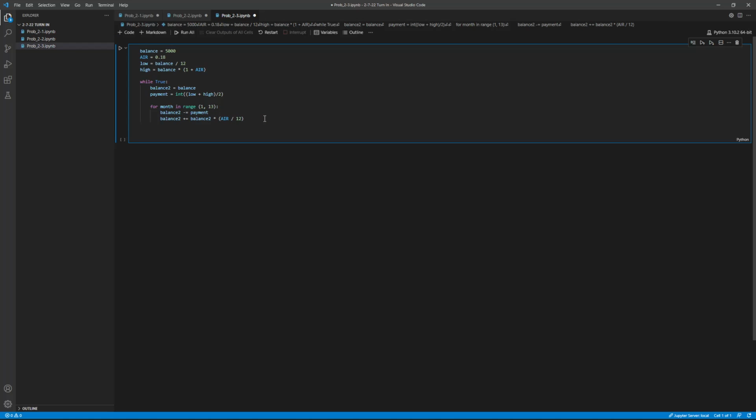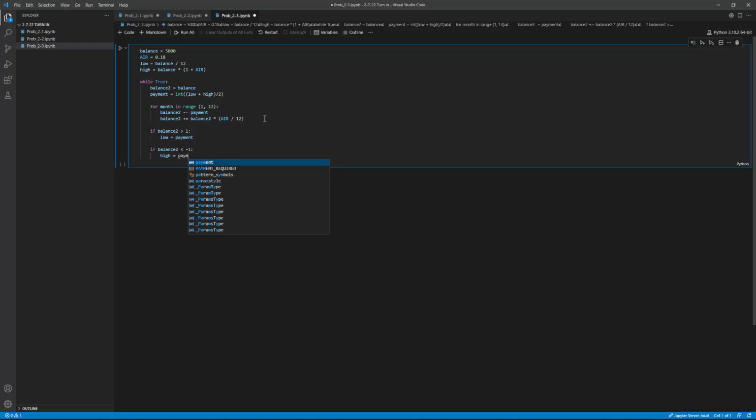So now we can get into some if statements and actually check if the bounds are the right bounds. So we can say if balance 2 is greater than 1, low equals the payment. And if balance 2 is less than -1, high equals the payment.